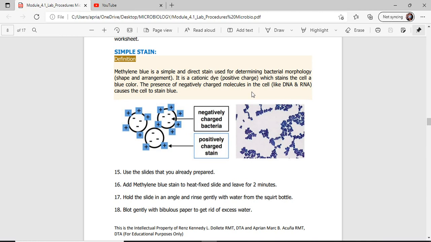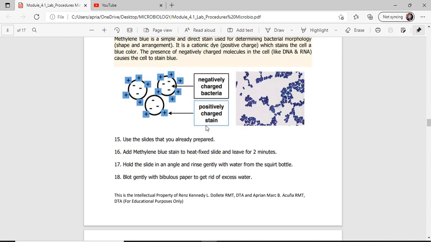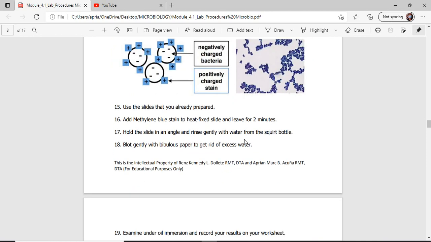I explain ko na ni. You have here more elaborate nga procedural introduction with the use of the slide that you already prepared. Okay, add your methylene blue to the heat-fixed slide and leave it for 2 minutes. Okay, hold the slide at an angle and rinse with water. Gently lang, class ha. Do not use water nga kakusog gid para hindi mag-wash off ang imong smear. Then hold the slide and squirt with the bottle. So, gamit mo yung water. Pwede man sa faucet. Okay?